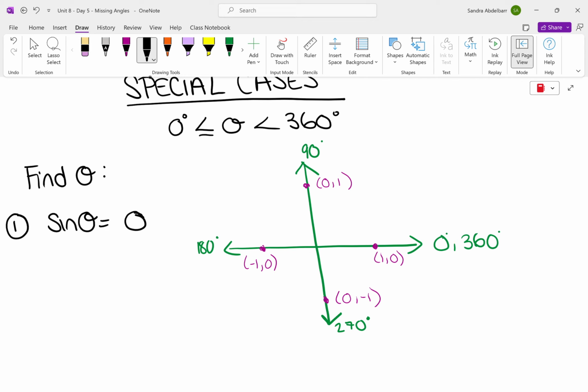Should you remember those coordinates? Should we have those memorized? Absolutely. Okay, so when we're on the unit circle, we want not O and H and A's, we want X, Y's, and R's. So if you remember, sine on the unit circle is Y over R. And what is the radius always? Radius is always 1.